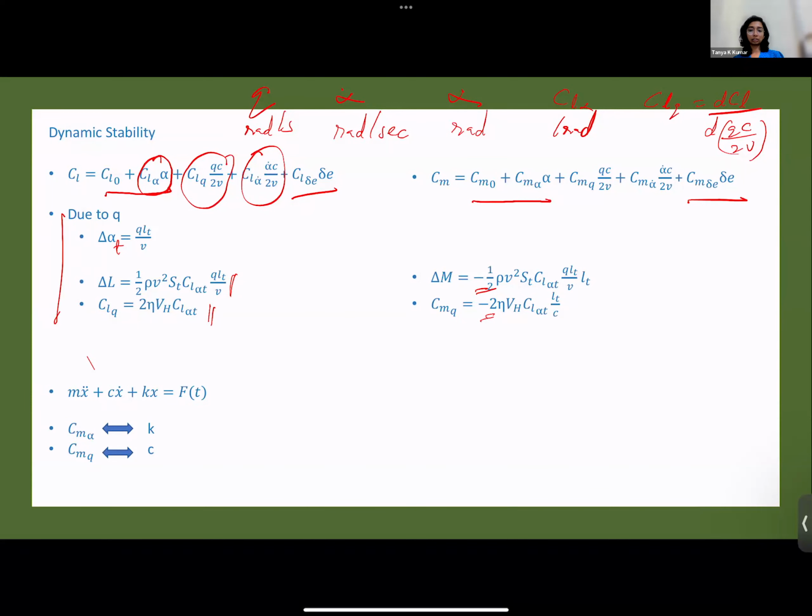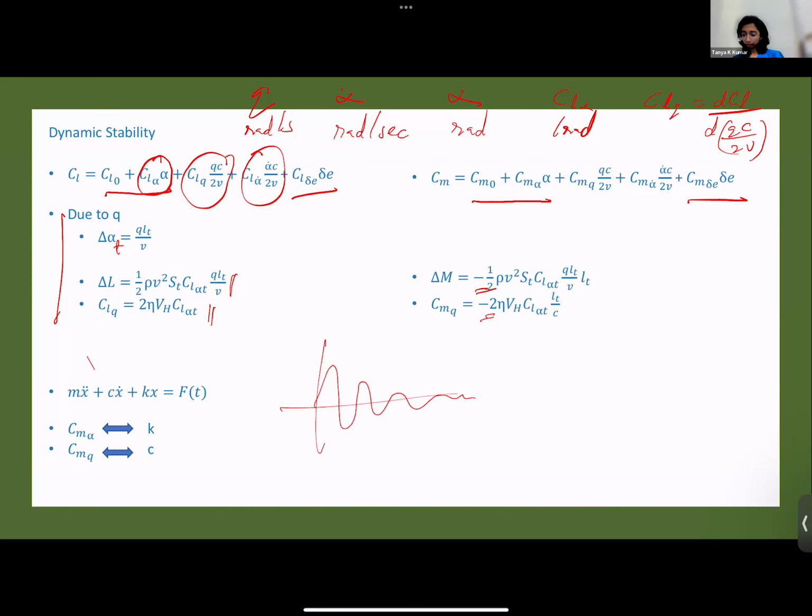Then we saw how it related to a typical second order spring mass damper system, where CM alpha was like the stiffness coefficient and CMQ is like the damping coefficient. So CM alpha is the resistance towards any disturbance, and CMQ is the damping. It tells you whether or not it will bring it back to equilibrium over time. If you disturb it, will it come back to equilibrium over time, or if the damping coefficient is not sufficient, it will not come back to its equilibrium. It will deviate further, or it will keep oscillating about the equilibrium.